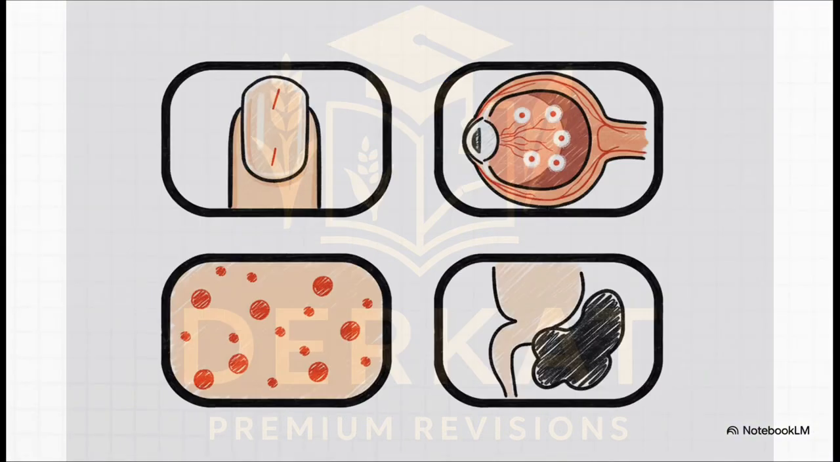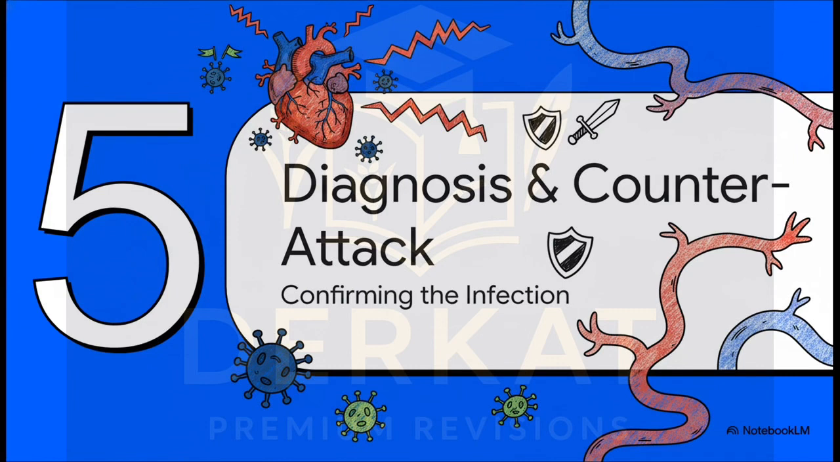And the trail of clues doesn't stop there. You might see these tiny blood streaks under the fingernails or spots in the back of the eye during an eye exam. Even the spleen can get enlarged because it's working overtime trying to filter the blood and fight the infection. All these signs are pointing to one big systemic problem that's coming from the heart. So, with all these clues pointing in one direction, how do doctors actually confirm the diagnosis and launch the counteroffensive?